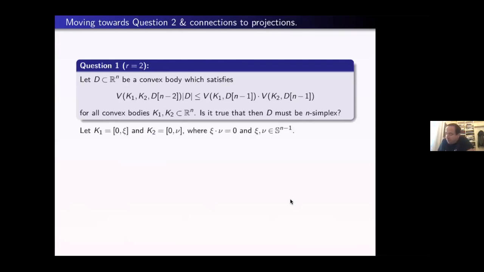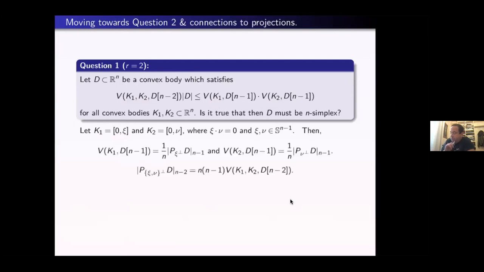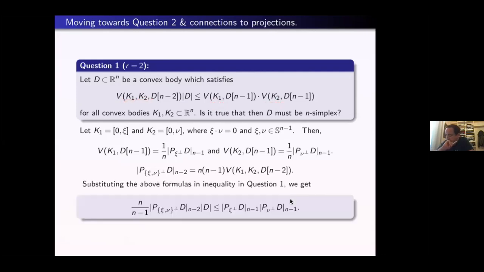What you can do is plug in for those bodies just segments. And what you will see is that this guy becomes the volume of the projection, this guy becomes the volume of the projection, and this guy becomes the volume of the projection. So all together, after just direct substitution of segments for K1, K2, you see that what you actually try to study, I mean, you need the correct coefficients, is the following inequality for projections. If you're trying to generalize it, not for a simplex, but for something else, that's what you're asking: is the following inequality for projections true?